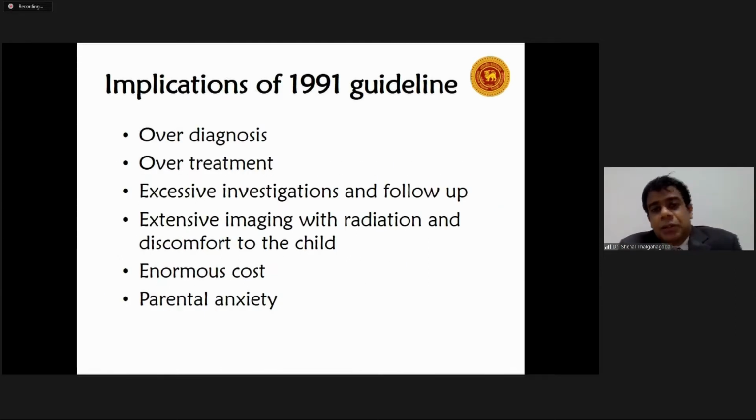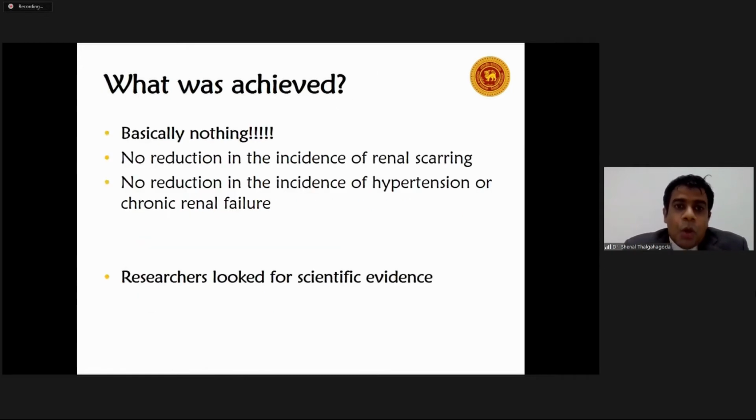What were the implications of the 1991 guideline? There was massive overdiagnosis of UTI and massive overtreatment because asymptomatic cultures were treated as UTIs. This led to excessive investigations and extensive imaging with radiation and discomfort to the children. All this came at an enormous cost and tremendous parental anxiety. What was achieved? Basically nothing.